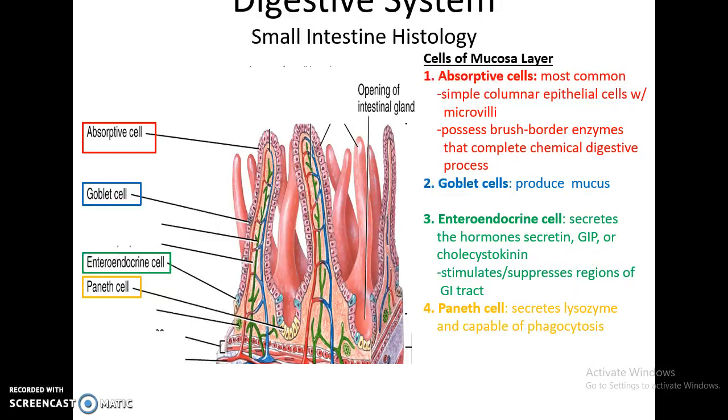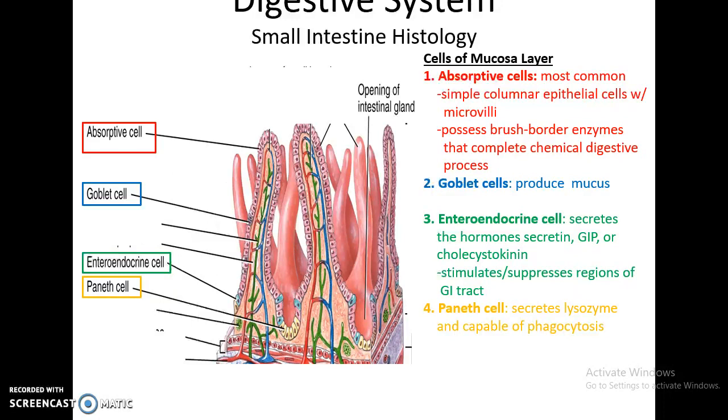There are a variety of different cells that line the mucosal layer. There are the absorptive cells, which are the simple columnar epithelial cells with microvilli that absorb the various nutrients. On their plasma membrane, they have a lot of what are called brush border enzymes that complete the chemical digestive process. There are also lots of goblet cells that produce mucus. Mucus is very important; it helps lubricate the lining of the small intestine so materials can pass along. There are also enteroendocrine cells that produce a variety of hormones that are important for stimulating or suppressing various regions of the gastrointestinal tract.